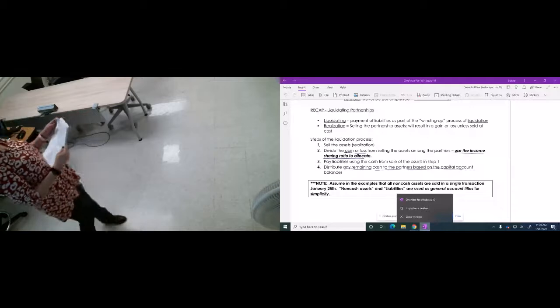Okay, so we're going to finish up that last section of chapter 12. So page 22 is where you need to be.